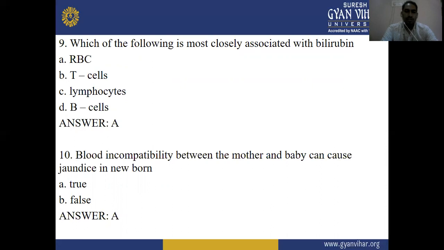Next question: blood incompatibility between the mother and baby can cause jaundice in newborns. Option A is true and option B is false. The right answer is A. Blood incompatibility between the mother and baby can cause jaundice in newborns is true. These are the multiple choice questions of hepatitis and jaundice.